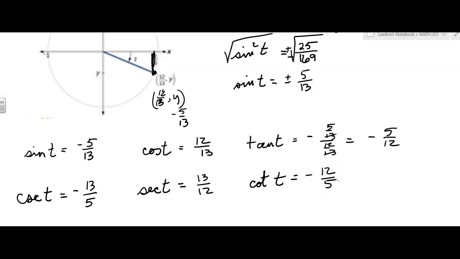Okay? So that would be the 6 trigonometric functions. They gave us the cosine, and we found the other 5. So I like these problems. I think these ones are fun.